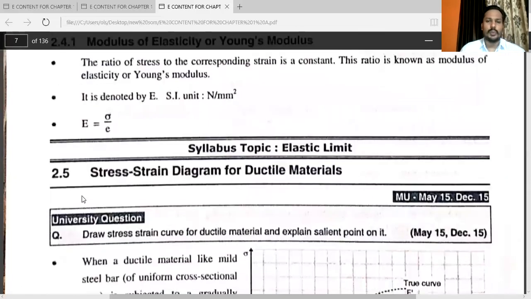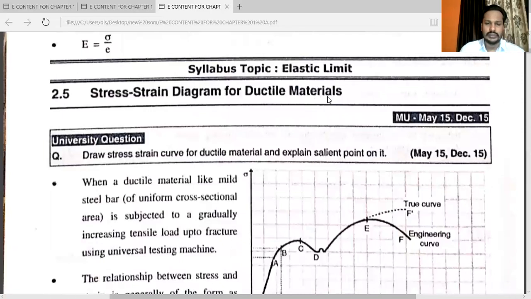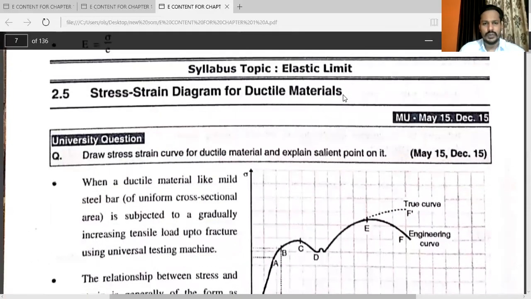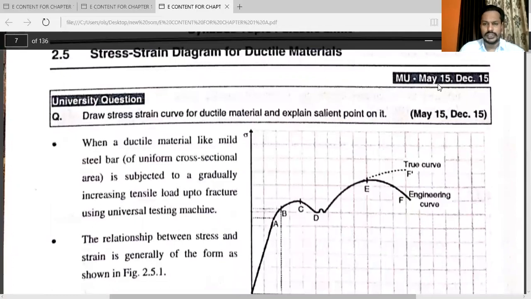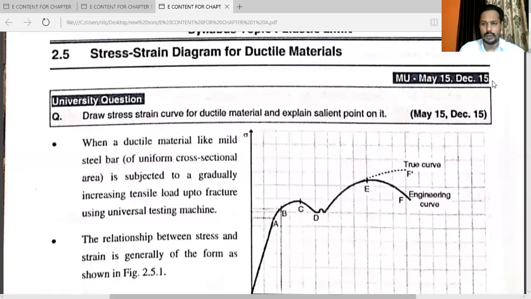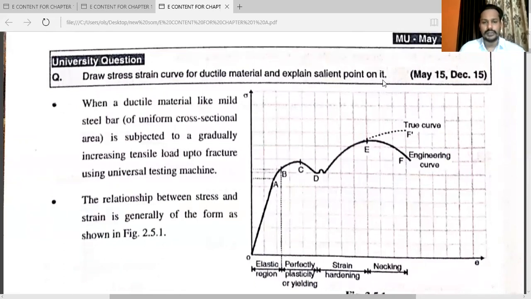Another syllabus topic is elastic limit. You can see the stress strain diagram for ductile material. In every question paper, generally they are asking for the stress strain diagram for ductile or brittle materials. You can see here, Mumbai University had the question in May 2015 and December 2015. The question is, draw stress strain curve for ductile material and explain its salient points on it.